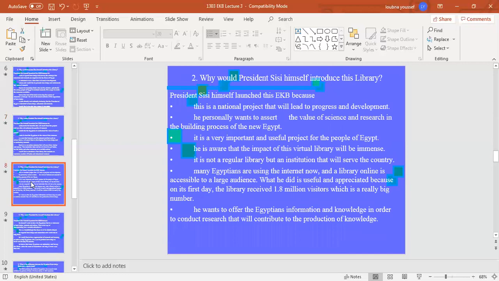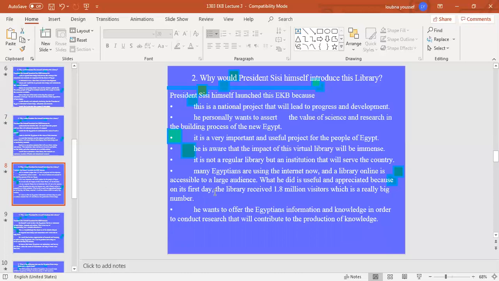Now, on the following slide, he shows through this that many Egyptians are using the internet now, and the library online is accessible to a large audience. What he did is useful and appreciated because on its first day, the library received 1.8 million visitors, which is really a big number.